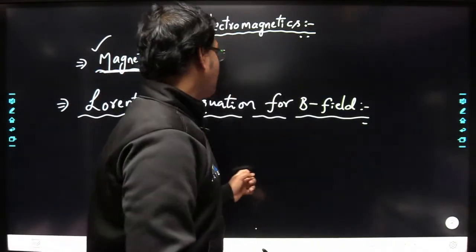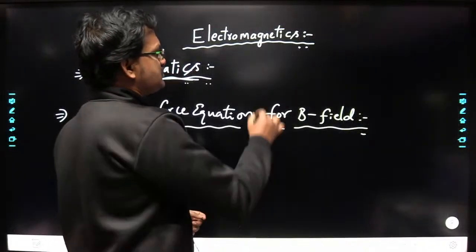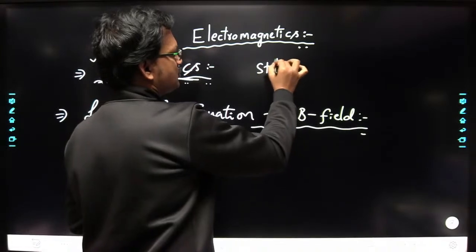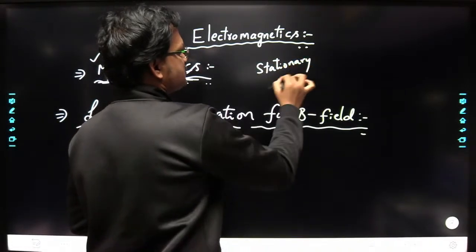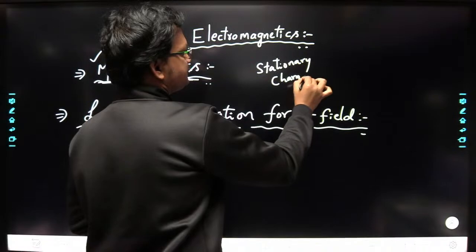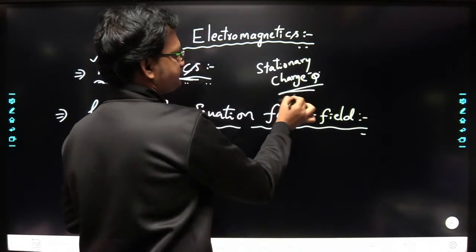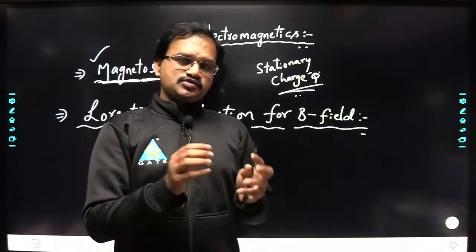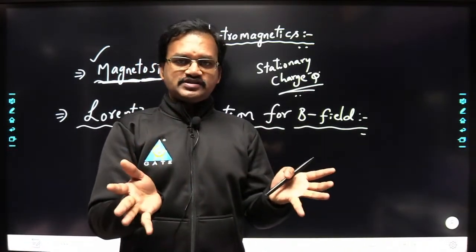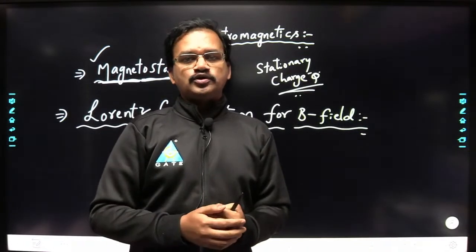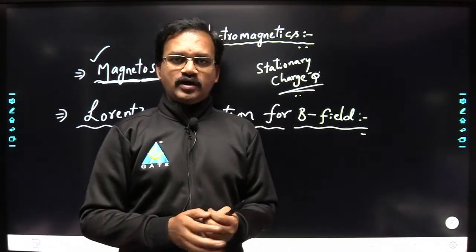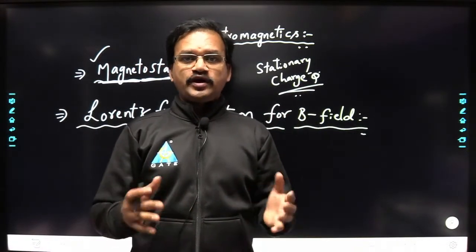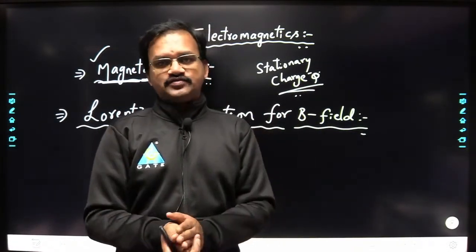So what do I mean by this statement? Suppose you consider a stationary charge. Whenever you place a charge, it is going to set up some electric field in its vicinity. It is not going to produce any magnetic field. That means a stationary charge cannot produce any magnetic field. It is going to set up only an electric field in its vicinity.